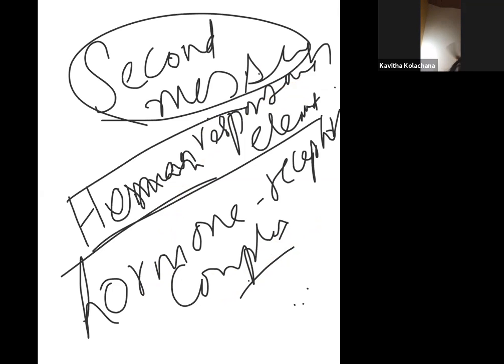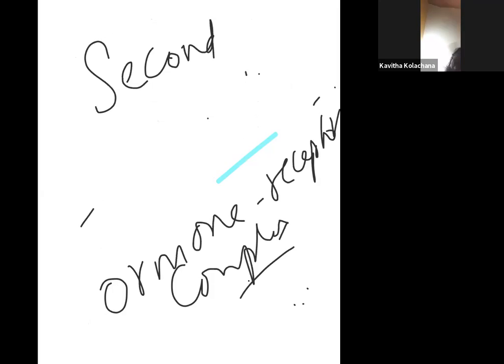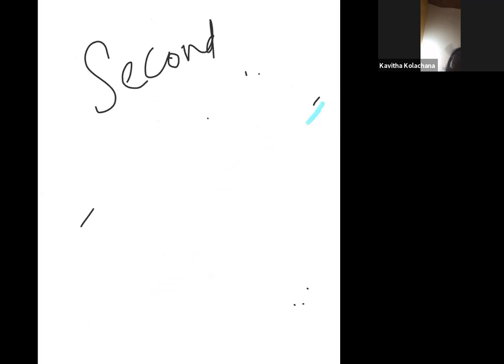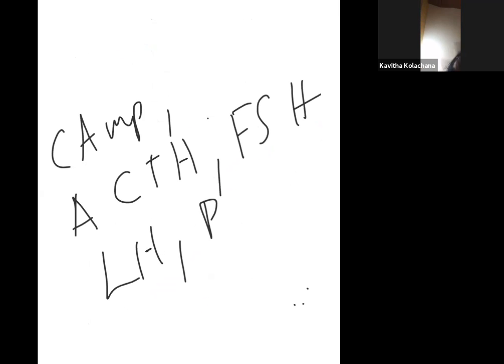So second messengers are very specific. They have to help the hormones to be released inside. They carry them along, just like how enzymes carry. What are the different second messengers you have read? cAMP, for ACTH, FSH, LH, PTH. What is ACTH?